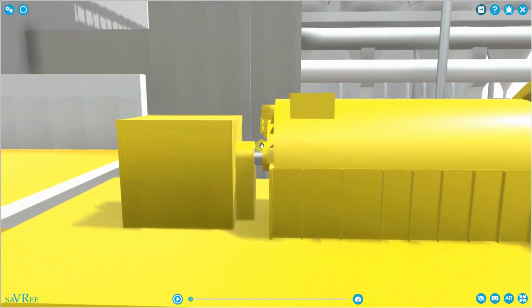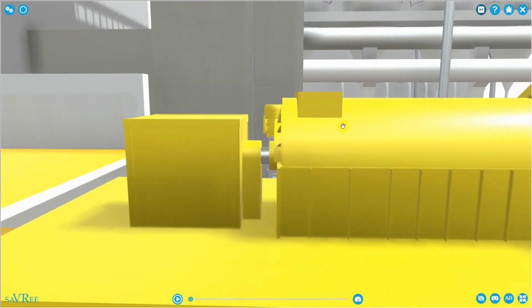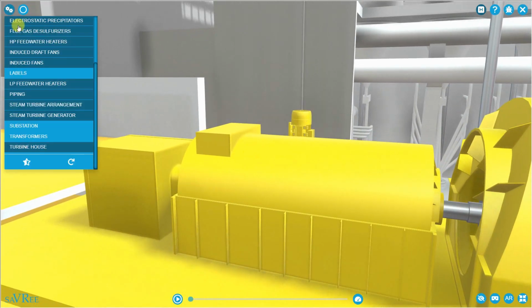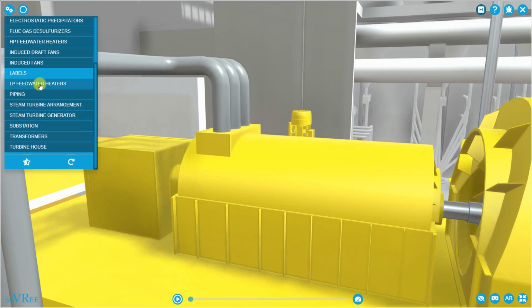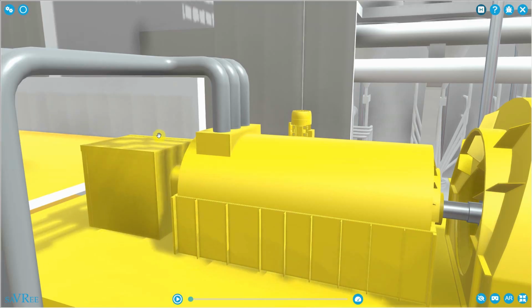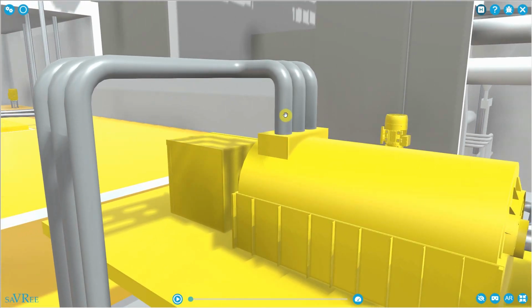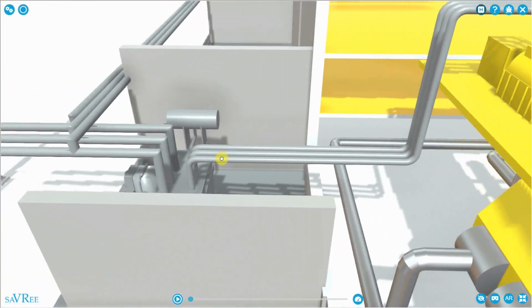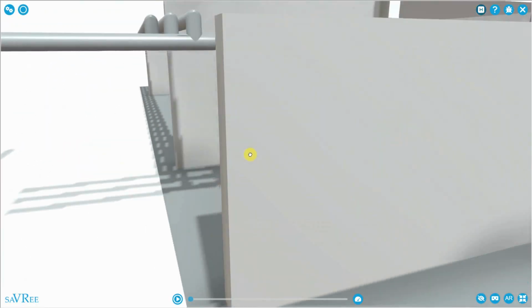At the end of the generator, we've got a small box. We use this box for excitation, which means we control the magnetic field strength within our generator in order that we can regulate the power output from the generator. So I've now added the connections going from the generator to our electrical transformer. You can see the transformer here.